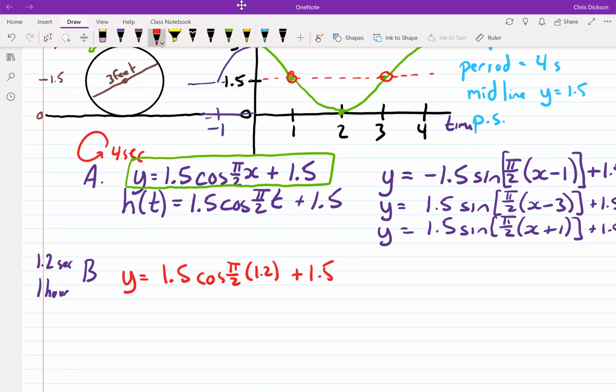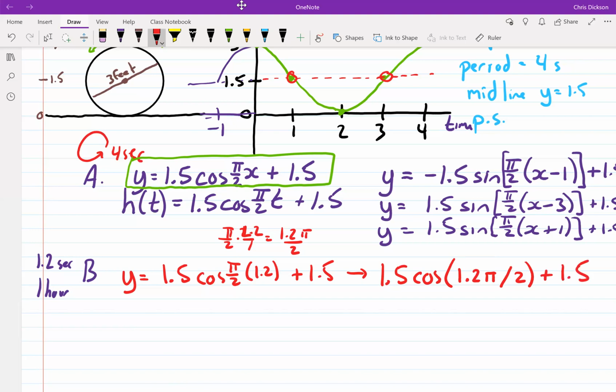Now for entering this on your calculator, I would put 1.5 cos, and what I would do here is this: 1.2 is actually over 1. So this is really 1.2 pi divided by 2. So this pi over 2 times 1.2 over 1 would be 1.2 pi over 2. And I guess you could divide that and be 0.6 pi if you want, and then plus 1.5.